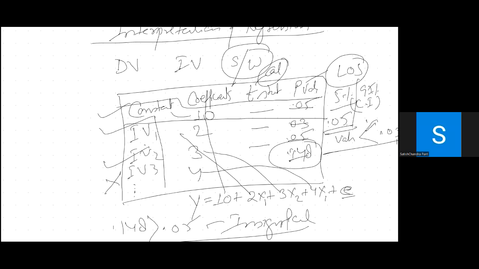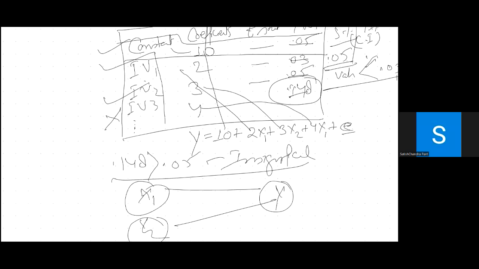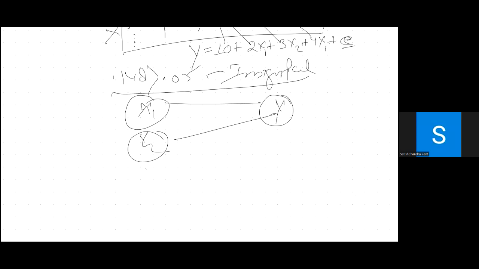Okay, so this is the interpretation of the table. On the basis of this model, we can say that y is depending on x1 and x2, right? Not on x3. This relationship is wrong, however these two relationships are significant. So this prediction of y depends on x1 and x2, not on x3.